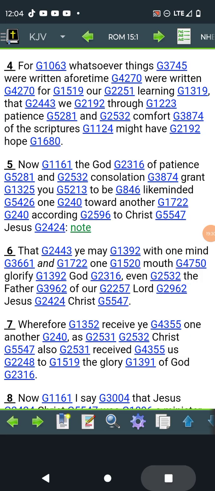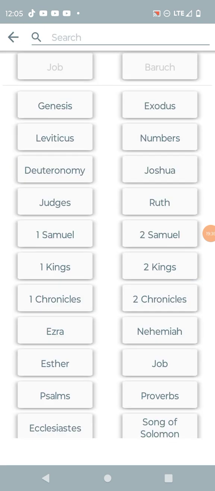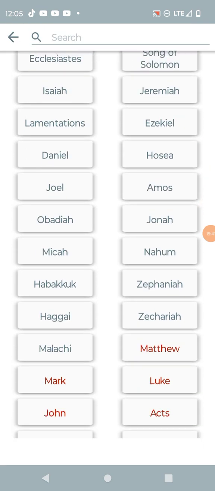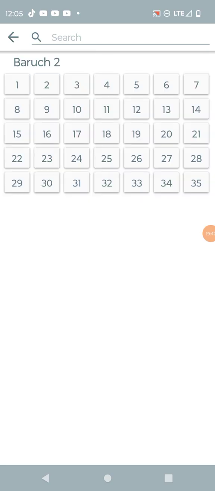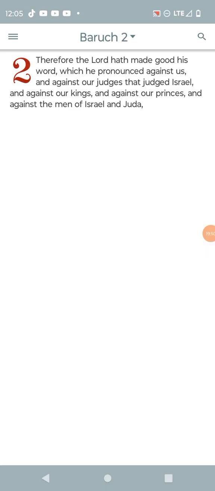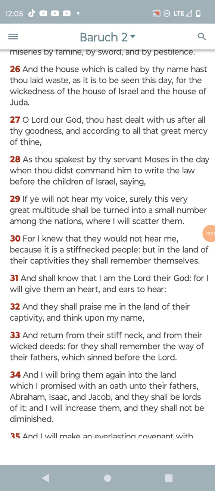This is the book of Baruch, chapter 2, verse 31. And should know that I am the Lord their God, for I will give them a heart and ears to hear. Like it says in Romans chapter 10, how should one believe if they have not heard? Or it's like, how should one believe if they have not been taught?